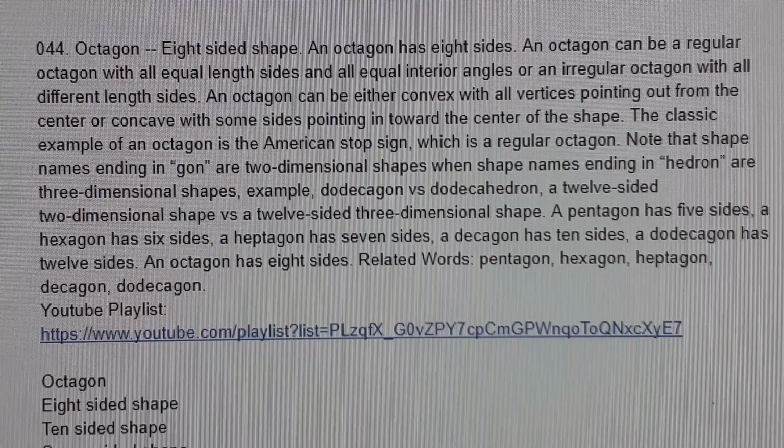A pentagon has 5 sides, a hexagon has 6 sides, a heptagon has 7 sides, a decagon has 10 sides, a dodecagon has 12 sides. An octagon has 8 sides. Related words: pentagon, hexagon, heptagon, decagon, dodecagon.